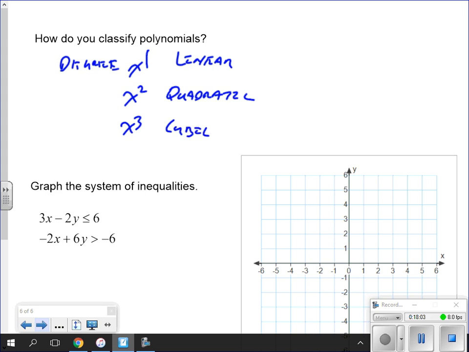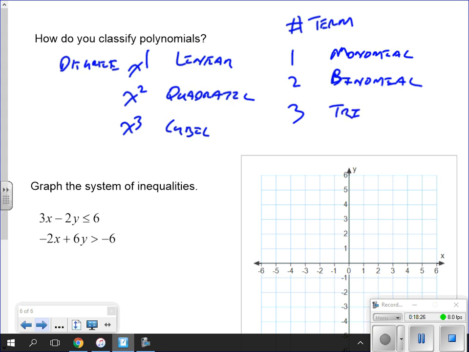Okay, and then the next one is by the number of terms. If I have one term, it is a monomial. If I have two terms, it is a binomial. If I have three terms, it is a trinomial. Okay, that should help you with that question.